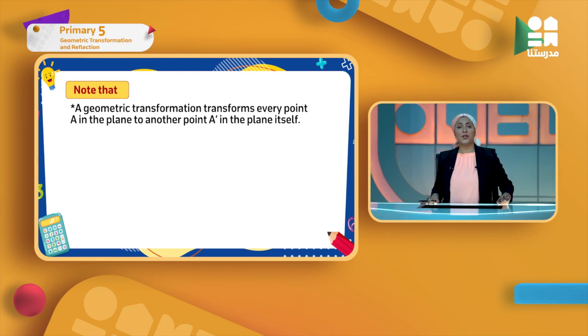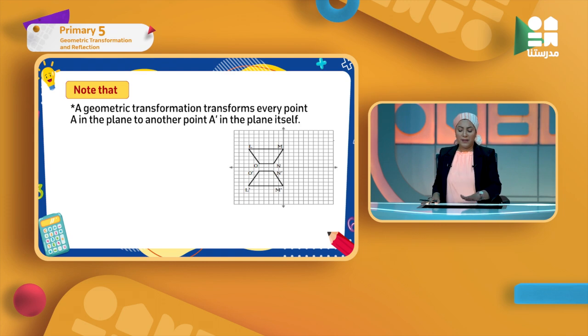First, we need to know this note. A geometric transformation transforms every point A on the plane to another point A dash in the plane itself. نفهم أكتر لما بنشوف قدامنا. يعني أنا دلوقتي عندي الplane قدامي or grid، فعندي الترابيزيوم L M N O، وأنا عايزة أنقله للناحية التانية around the horizontal axis. ال two straight lines اللي باينين قدامي هنا دول اسمهم axes. فال واقف ده اسمه vertical، والتاني اللي على السطر ده اسمه horizontal.